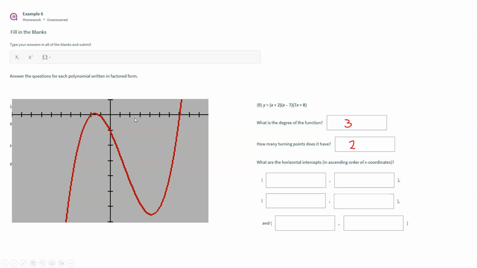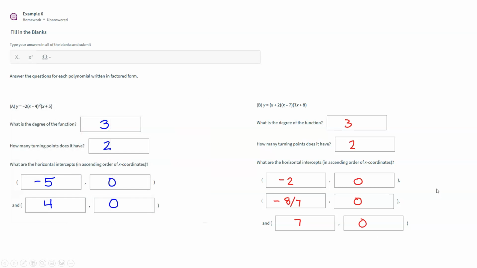So, -2, -8/7, and 7 are the zeros, or where it's intersecting the x-axis. Those are the x-coordinates. Of course, the y-coordinates would be 0. So in ascending order, I'm going to have -2, 0, -8/7, 0, and 7, 0 as those. And so your final solutions for these are, that's what you see here. Moving on to the next problem.